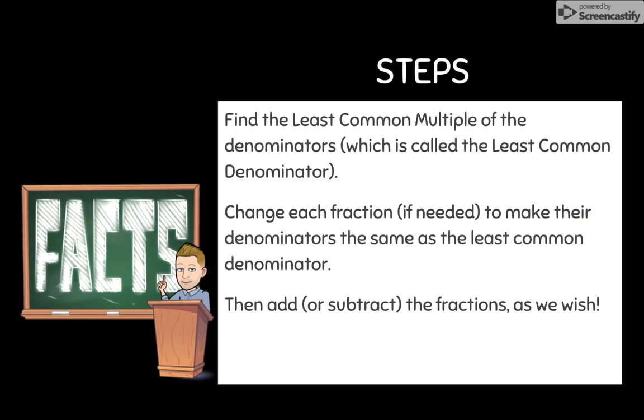What do we need to do? We need to transform them so that they share a common denominator. To do this, you need to find the least common multiple of the denominators, which is called the least common denominator. Change each fraction, if needed, to make their denominators the same as the least common denominator. Then you can add, subtract, compare, or do as you wish. Step 1, identify the least common multiple. Step 2, change each fraction so that the denominator is the same as the least common multiple.